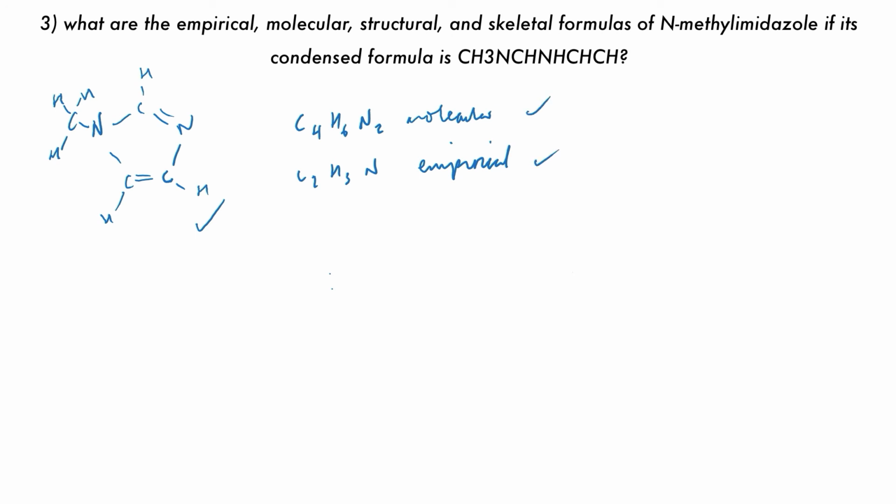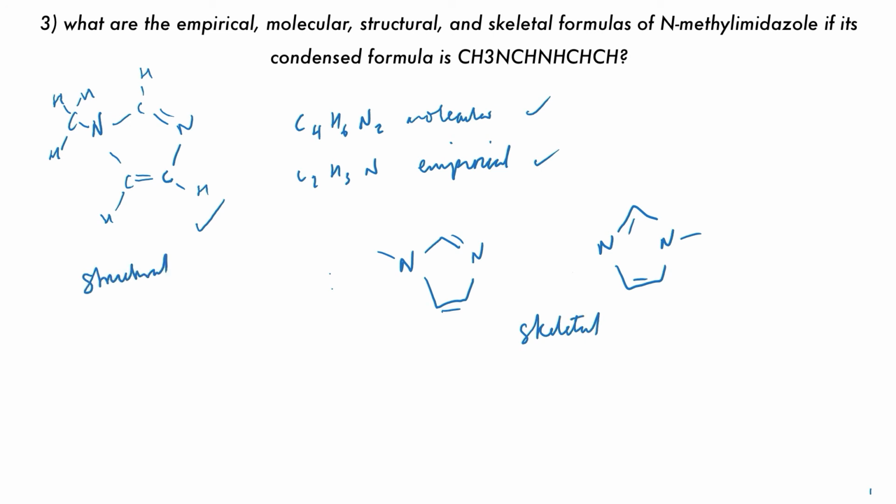We just need our skeletal formula, so we base that on our structural formula, and we'll have something like this. And there we go. We have our skeletal formula. You could also write it out like this. Either one of those is fine. So that's our skeletal. And then we have our structural over here. And we have done our empirical, our molecular, our structural, and our skeletal structures, and we are very happy.